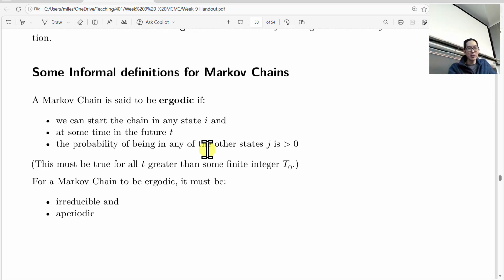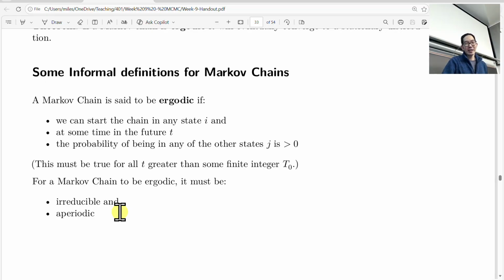So we could start the chain at any state, and at some arbitrary time t in the future, the probability of being in any of the other states has to be greater than 0. And this has to be true for all t greater than some finite value. So we don't want to just say it at infinity. We just want to say at some arbitrary time t in the future.